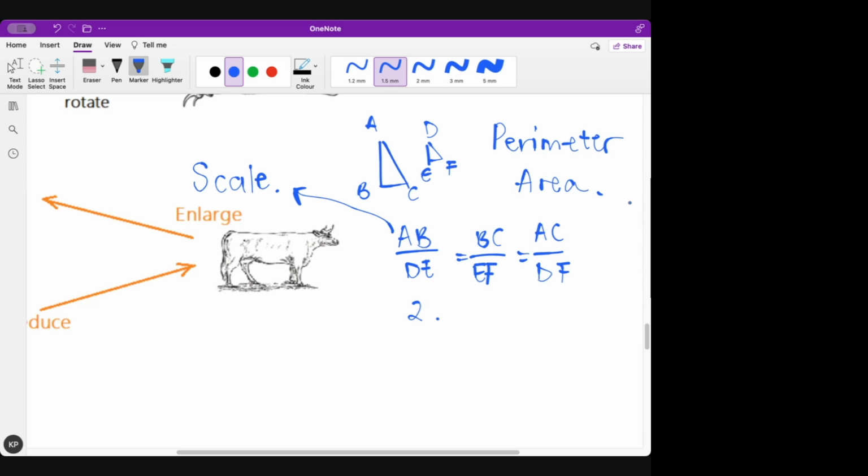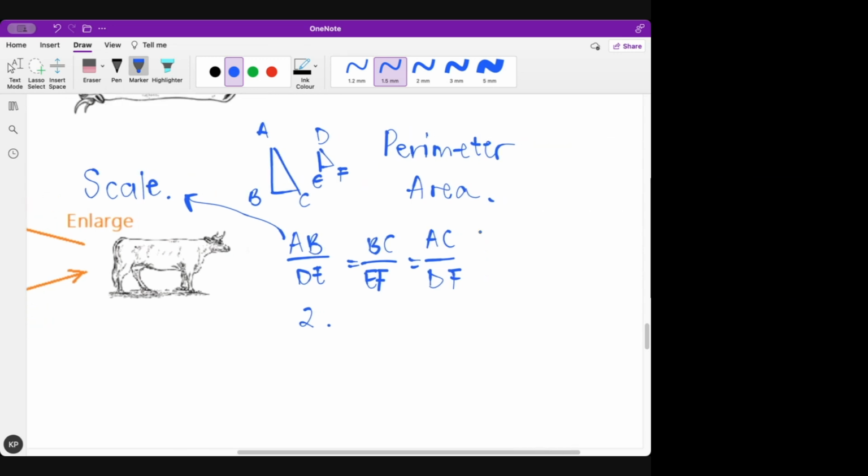Remember, they still add up to 180. So nothing's going to happen. But it will affect your perimeter and area. What I mean is, if the sides are twice those ones, then your perimeter will be twice. Doesn't that make sense? Instead of adding 4 plus 4 plus 4, you're adding 8 plus 8 plus 8. That means your perimeter is also doubled.